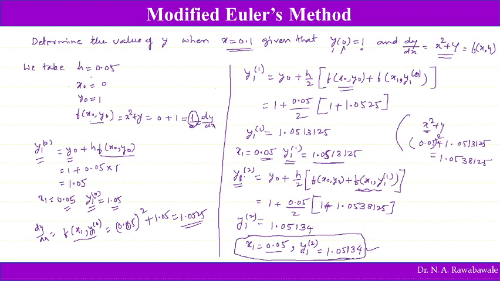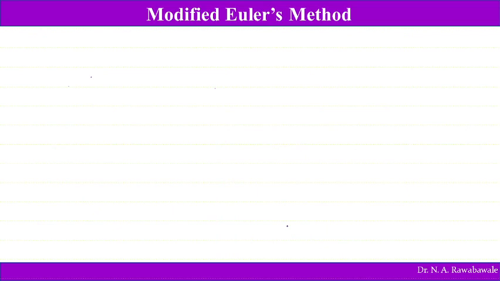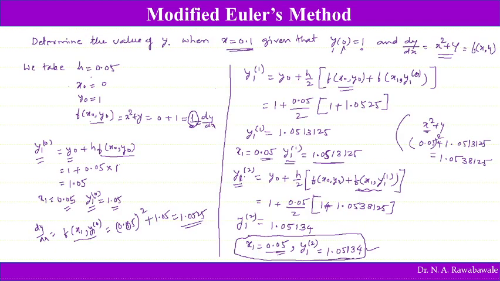Now let us move to the second step, that is, we want the integral at x equal to 0.1. Right now we are at x equal to 0.05. One more step we have to take, that is, we add the h value. So x1 is equal to 0.1. Now we can proceed further, saying that the x1 value is 0.05 and the y1 value is 1.05134, which we have obtained as the recent value of y1.